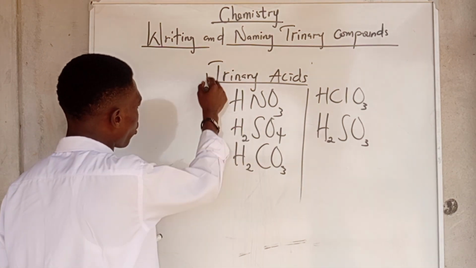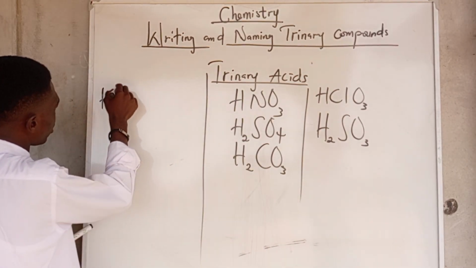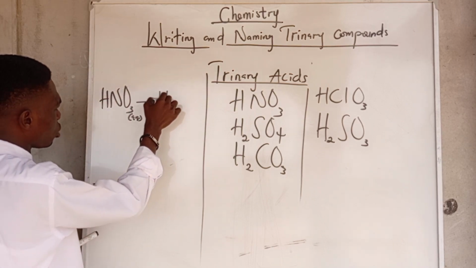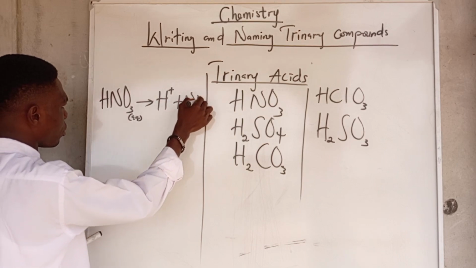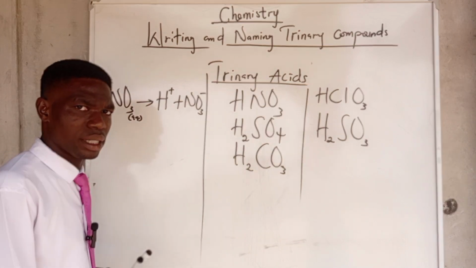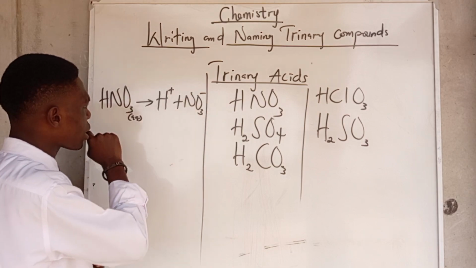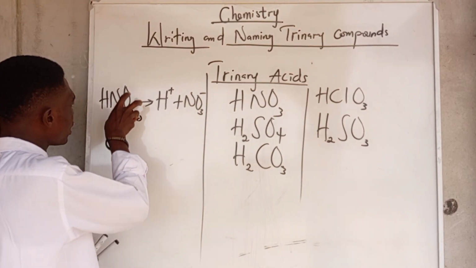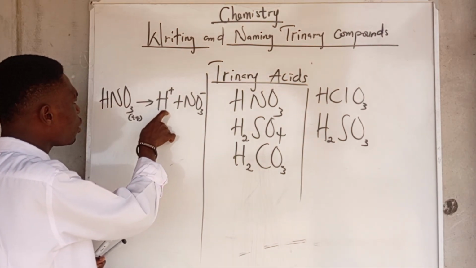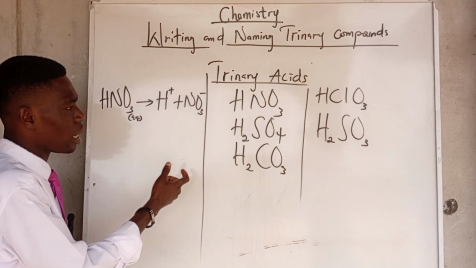Now, the first thing we're going to do is look at the ionization of this acid. For instance, if we have HNO3 in the aqueous state and we want to ionize it, it's going to give us H plus and NO3 minus. Now this is from the Arrhenius theory of acids and bases. The reason why I gave NO3 a negative sign is because, from the Arrhenius theory, when an acid dissociates in water the only positive ion is the hydrogen ion, and so if hydrogen ion is the only positive ion, other elements will bear a negative charge. Are we together now? And that's why it's this way.